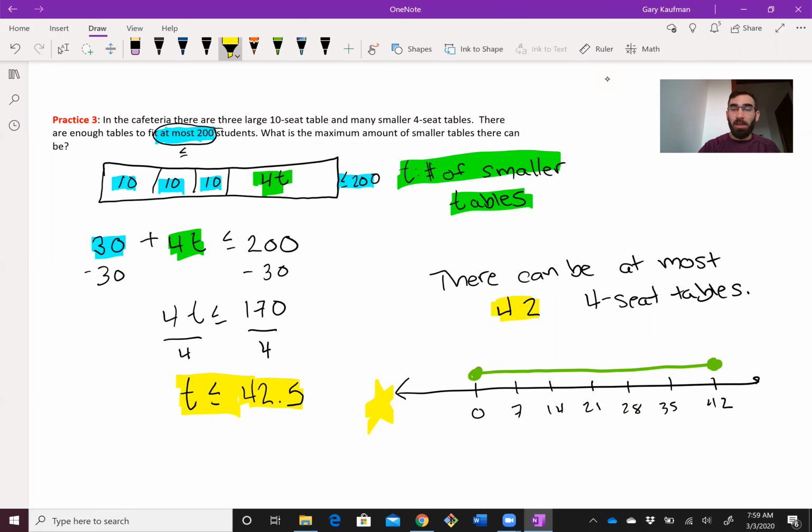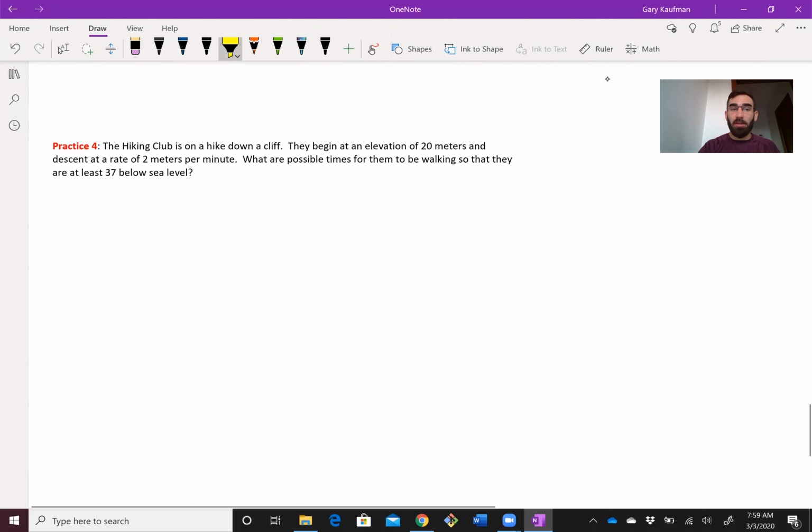So here is practice number 4. Again, take about 10 minutes. Keep in mind some of those negative situations with inequalities.